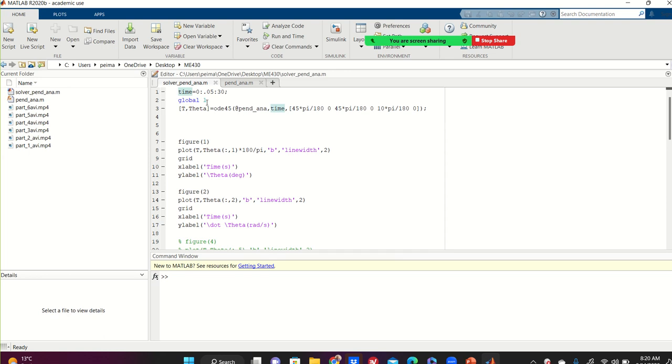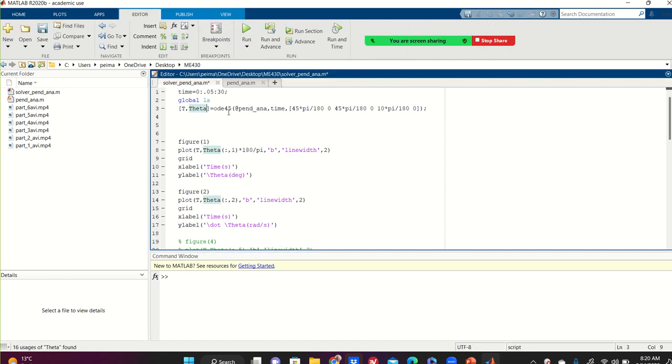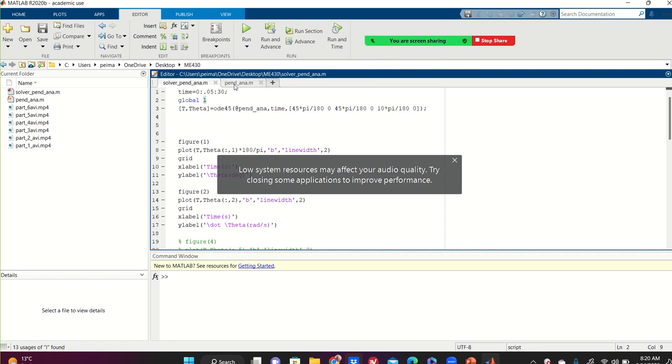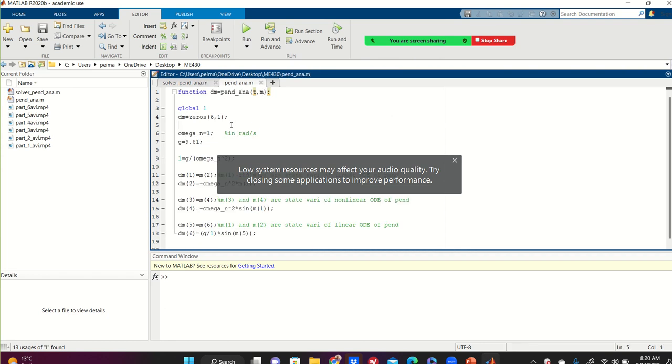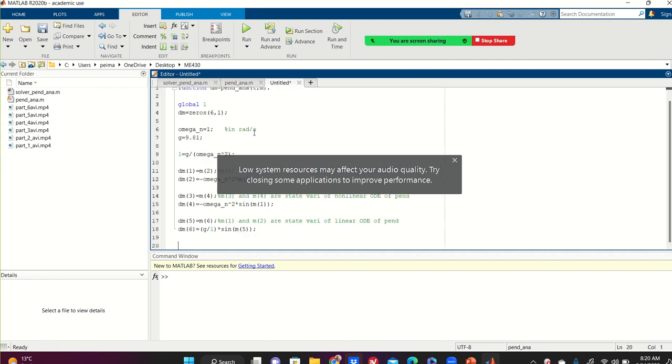So let me generate, because I'm going to share the code with you. I'm going to generate a new M file for this.